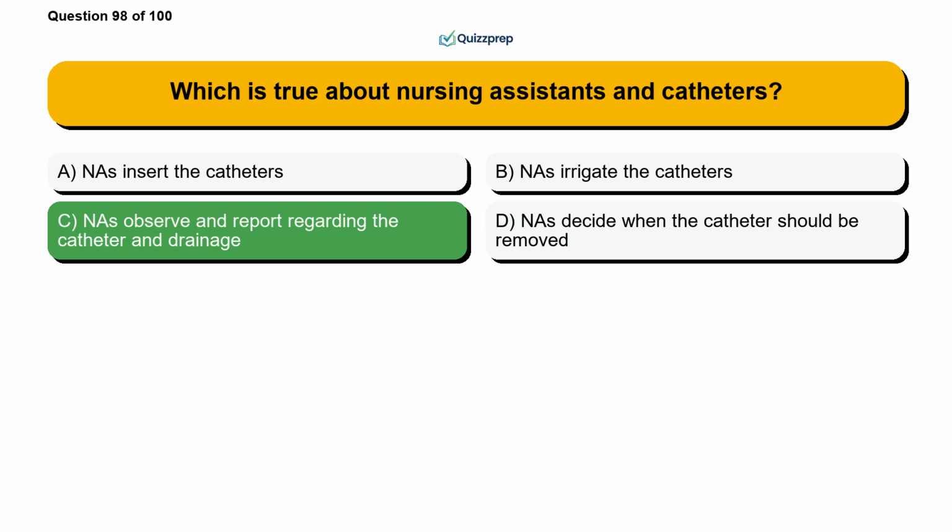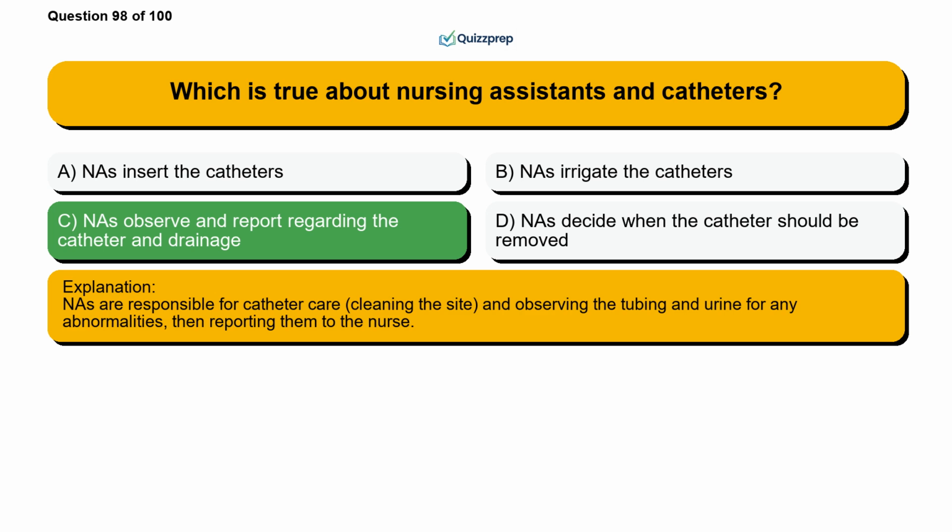The correct answer is option C, NAs observe and report regarding the catheter and drainage. NAs are responsible for catheter care, cleaning the site, and observing the tubing and urine for any abnormalities, then reporting them to the nurse. Question 99.